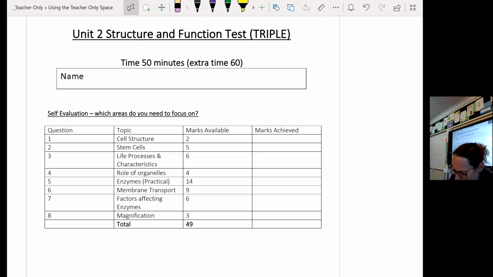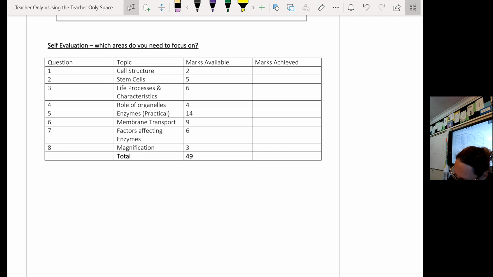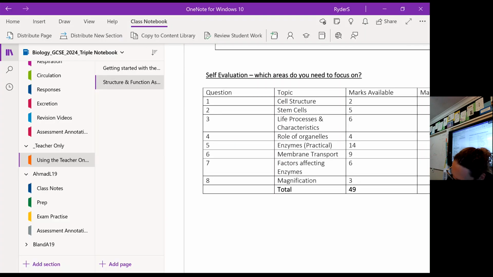Now, I'm really hoping you can see my screen. It doesn't actually come up like it is. Oh, it is recording. Okay, perfect.